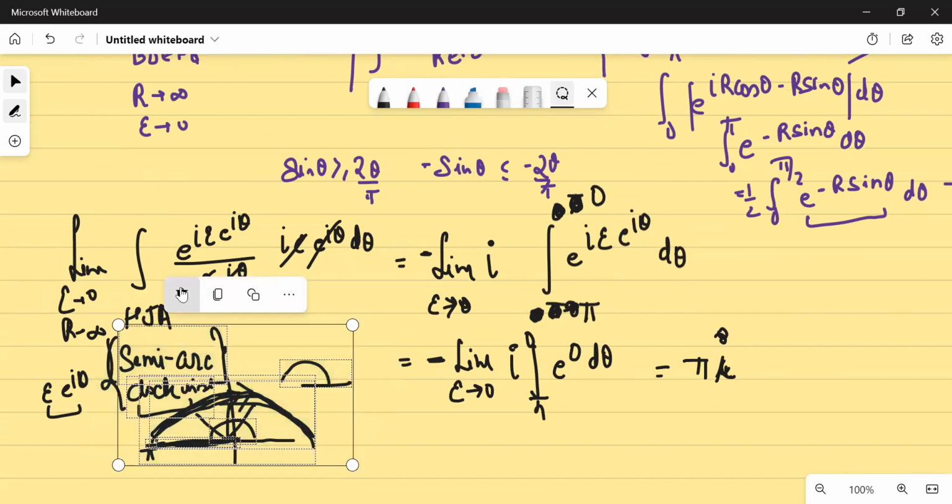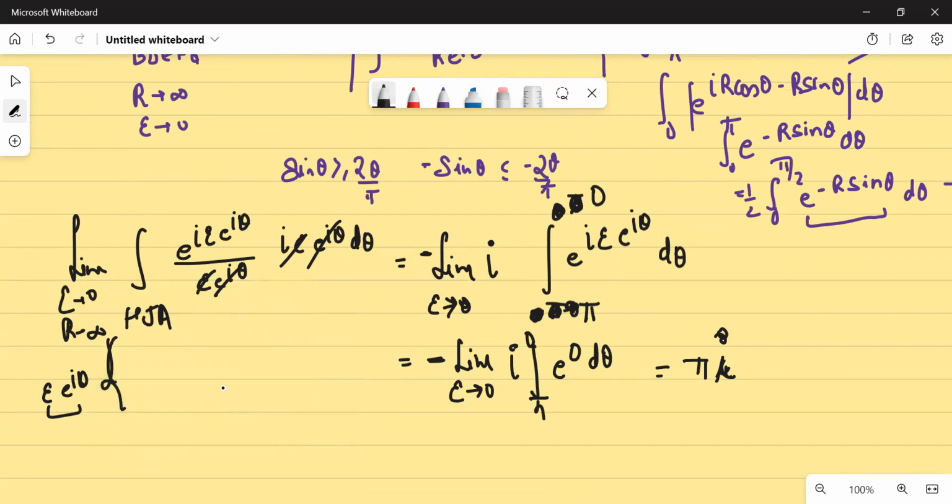Okay. So the suggestion is, if I'm already traversing clockwise, then it means that I'm going from pi to 0 only. Pi to 0, yes. Okay. So you were right actually. I made a mistake. So eventually I would write it as minus pi here.